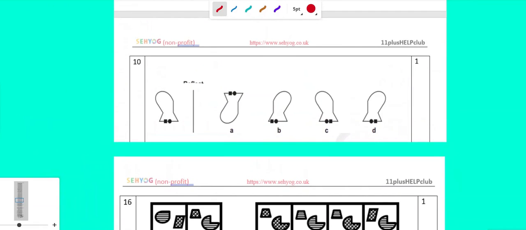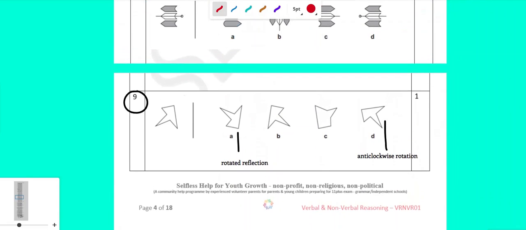Moving on to the next topic, that is reflection. Here, if we see question number 9, this is the figure and we need to find its correct reflection from the right hand side. Option A is a rotated reflection. So no, we are not looking for a rotated reflection. C is altogether another image. So definitely a no to C. And D is the anti-clockwise rotation of the figure here. So no, it is a no to D as well, making B our correct option.